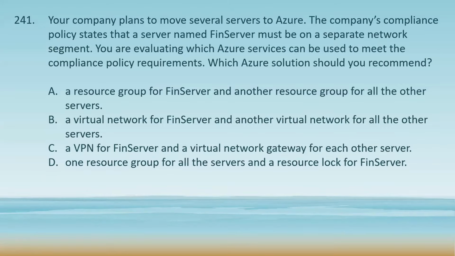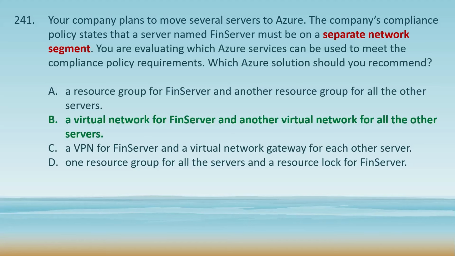Your company plans to move several servers to Azure. The company's compliance policy states that a server named FinServer must be on a separate network segment. You are evaluating which Azure services can be used to meet the compliance policy requirements. Which Azure solutions should you recommend? Your options are a resource group for FinServer and another resource group for all the other servers; a virtual network for FinServer and another virtual network for all the other servers; a VPN for FinServer and a virtual network gateway for each other server; one resource group for all the servers and a resource lock for FinServer. The keyword to answer this question is separate network segment. The only feature that provides network segmentation in Azure is virtual network, and the option that utilizes virtual networks is option B, a virtual network for FinServer and another virtual network for all the other servers.